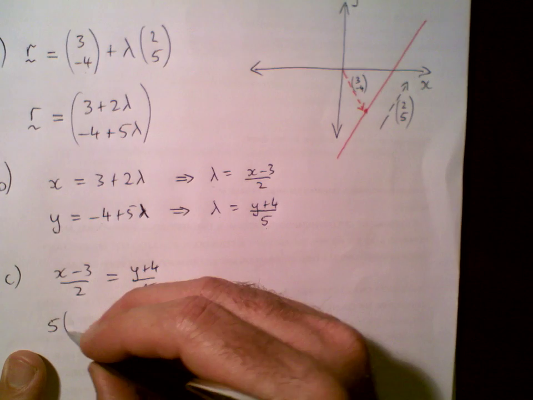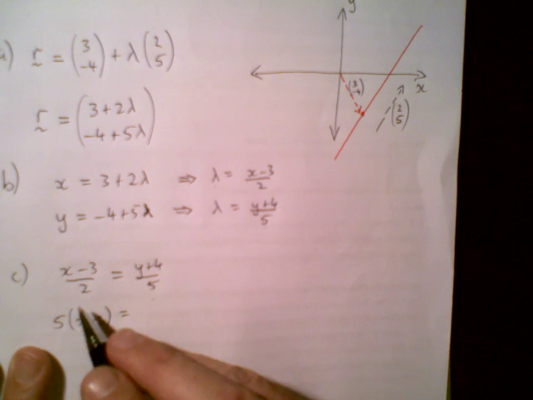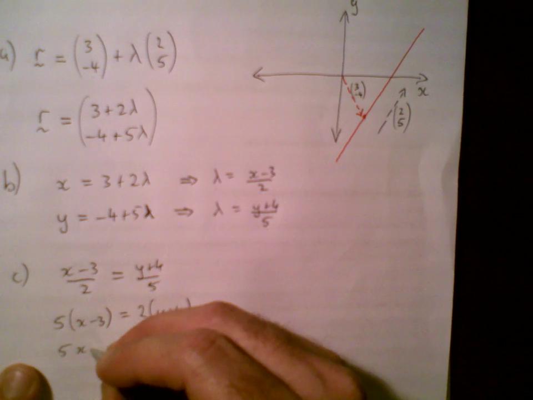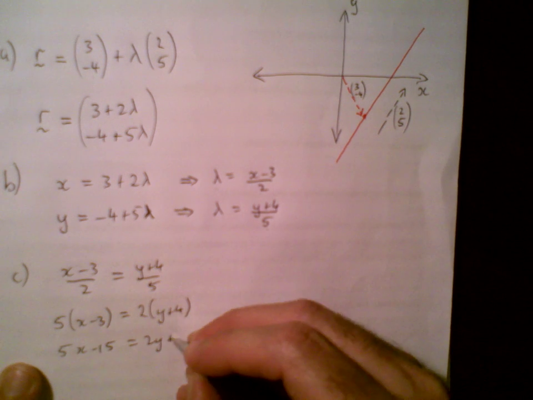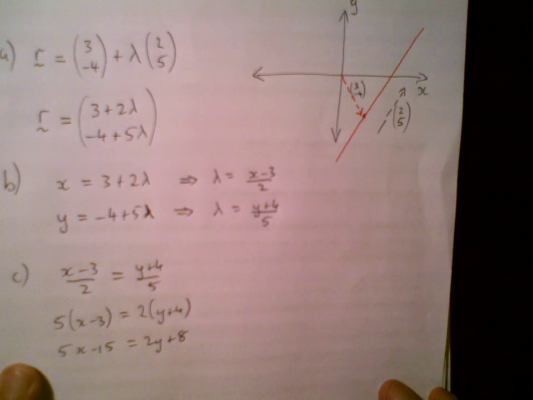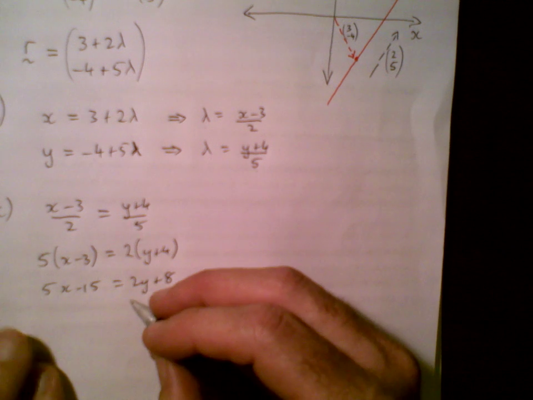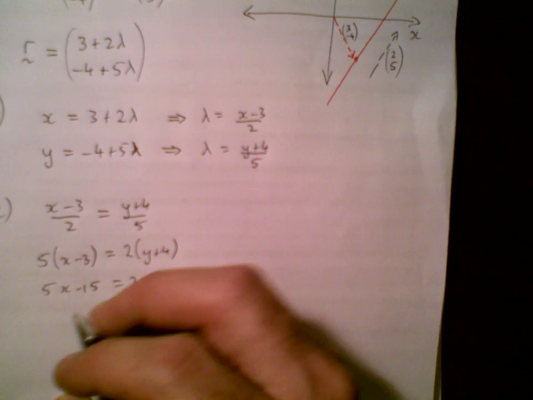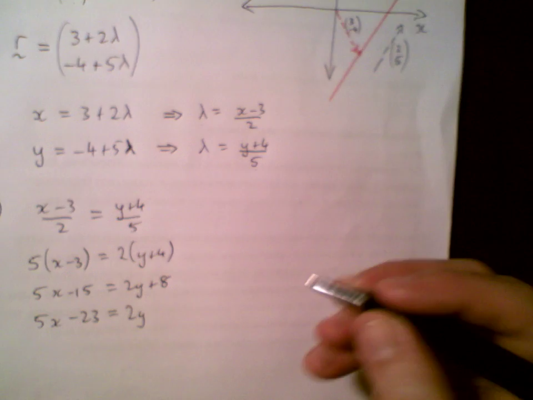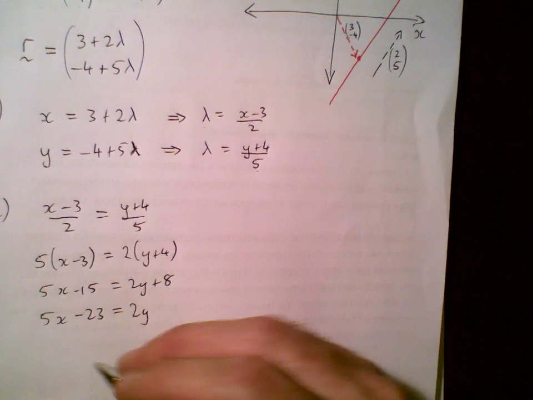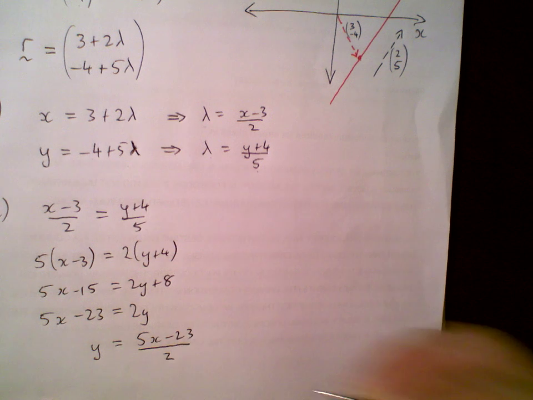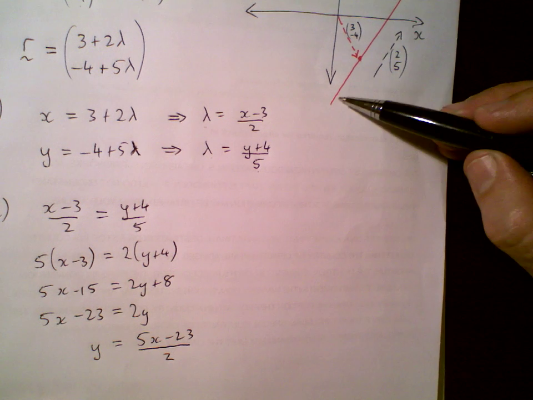So multiplying both sides by 5, we'll get 5 lots of x take 3 equals, multiplying both sides by 2, 2 lots of y plus 4. We can expand those out to get 5x take 15 equals 2y plus 8. And then perhaps we might make 2y the subject of our equation. So we've got 2y is equal to 5x, subtracting 8 from both sides, take 23. And that's probably good enough for our Cartesian equation if you wanted to. You could make y the subject of the equation, 5x take 23 over 2. So there's our Cartesian equation of this line here.